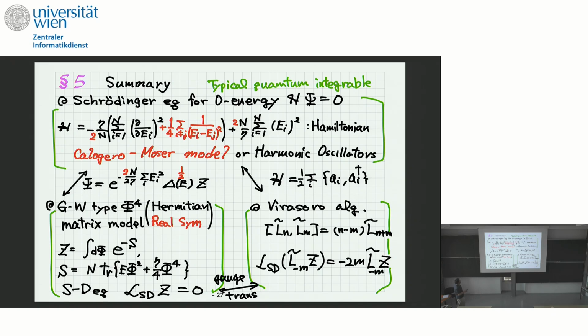So this is the summary. The Schrödinger equation for zero energy, with the Hamiltonian of the harmonic oscillator or the Calogero model. The solution psi is given by using the partition function. And of course the harmonic oscillator or Calogero model is a solvable model that has the expression of the W algebra. So using the algebra, we obtain the partition function.